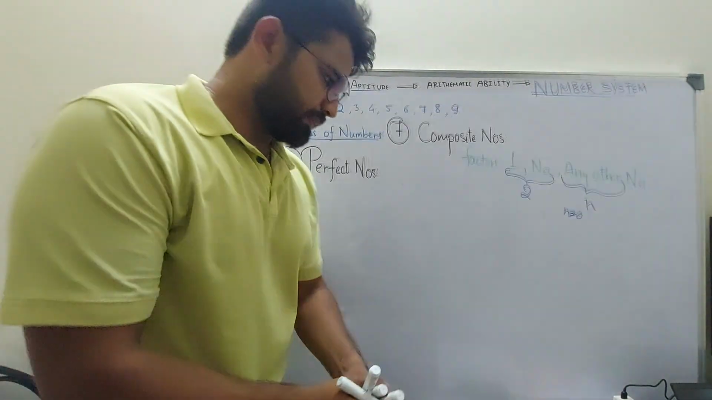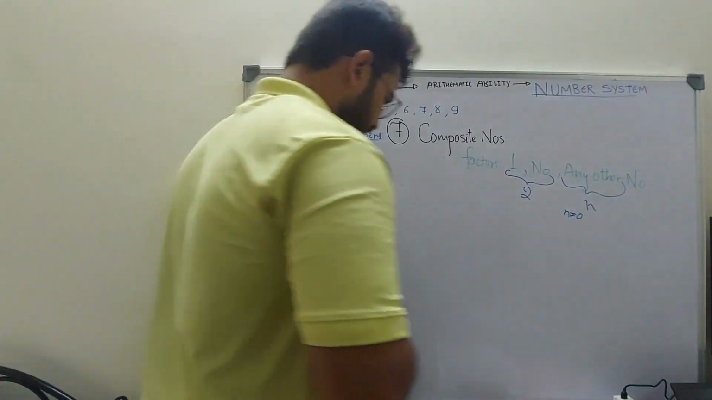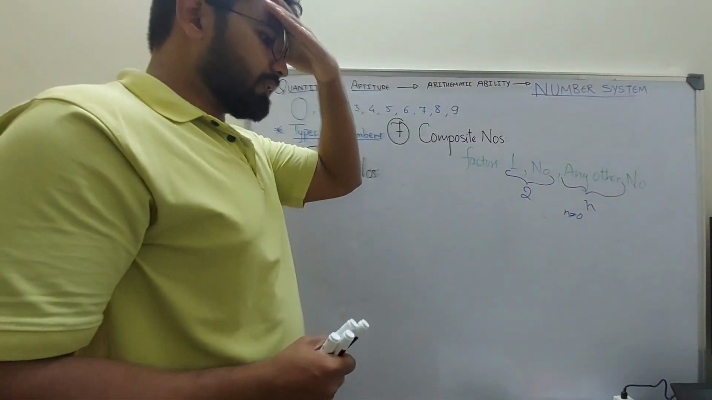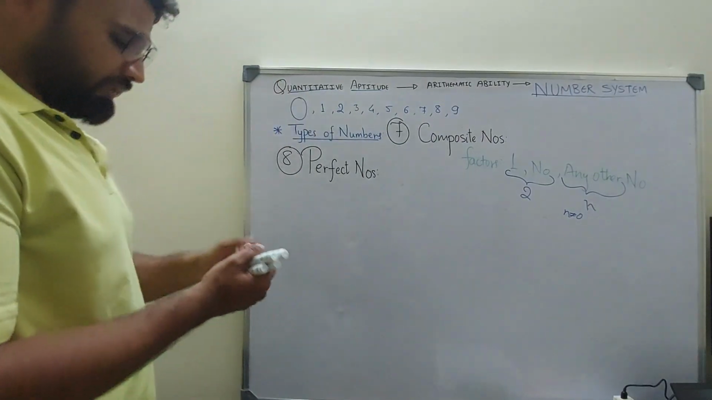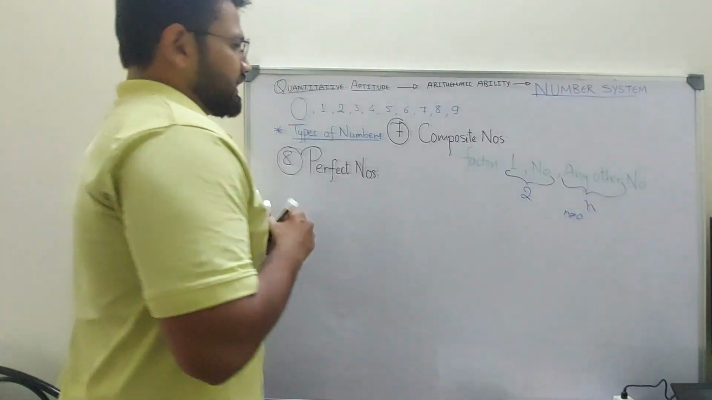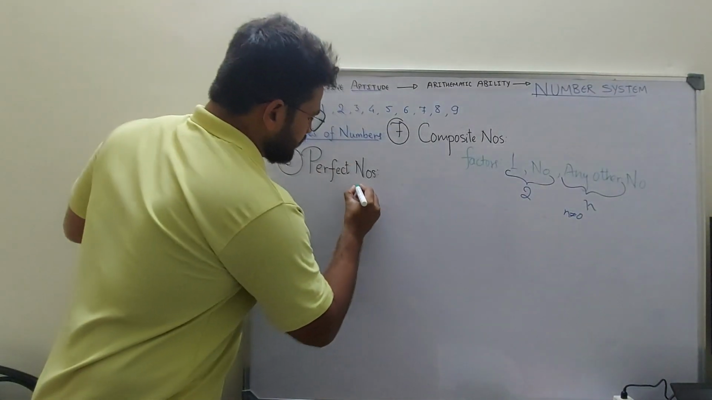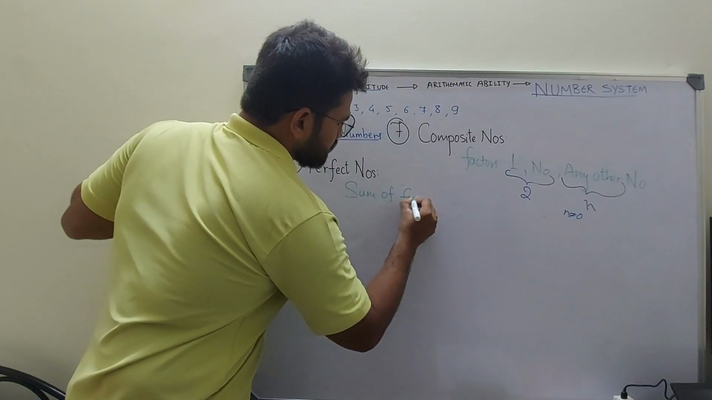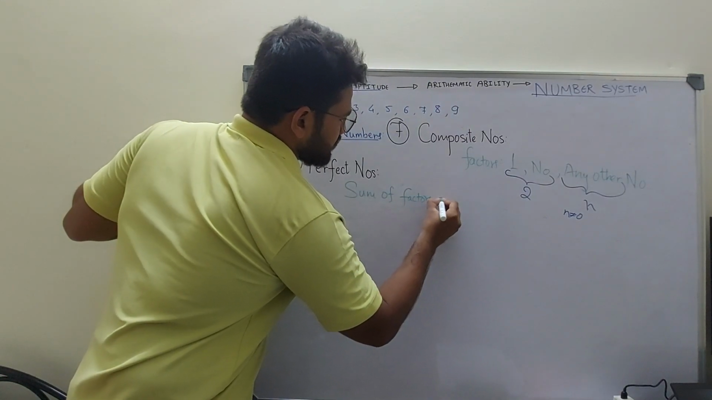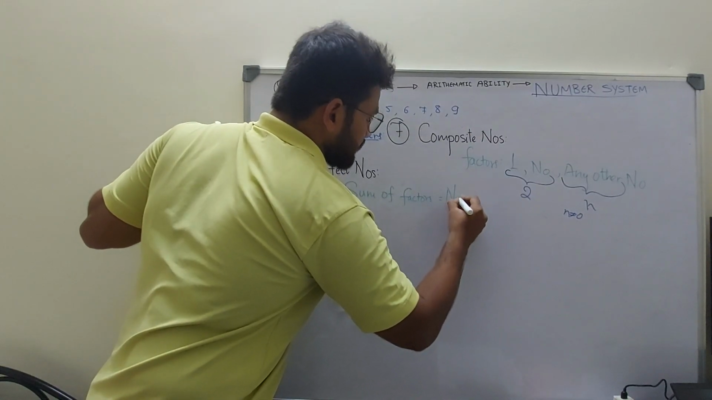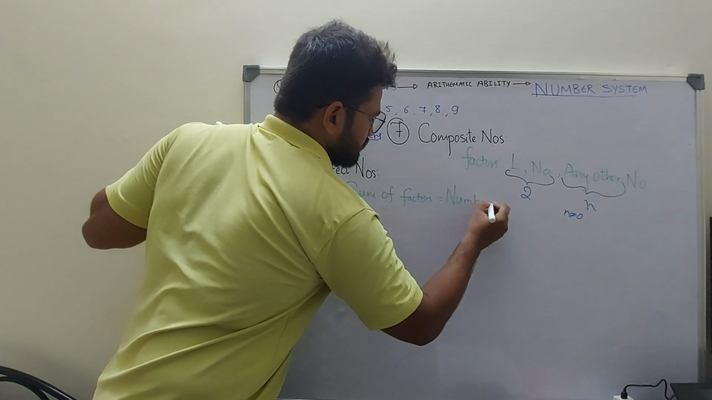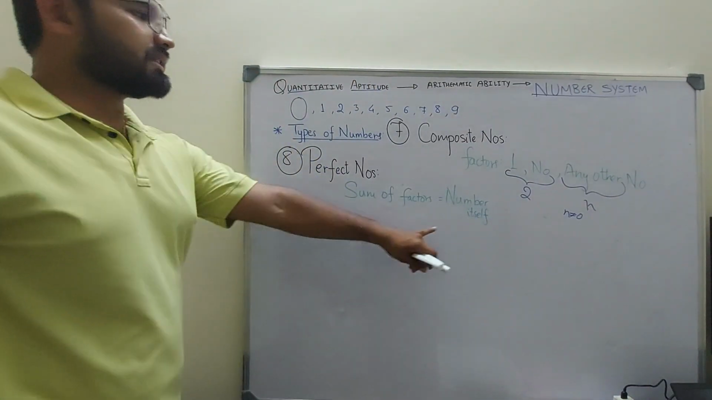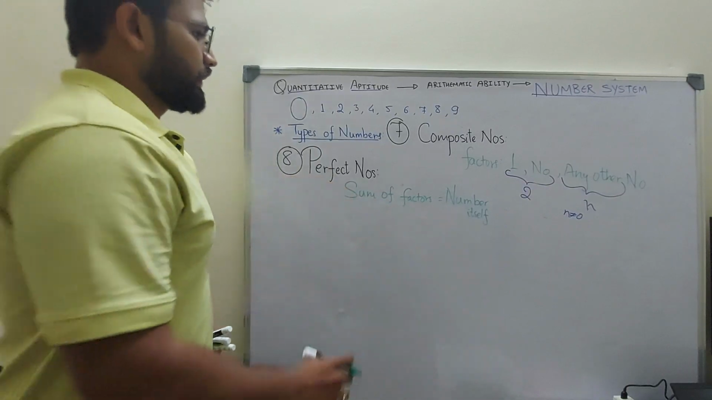So perfect numbers, the theory of perfect numbers is nothing but the number, the sum of whose factors except the number itself is equal to the number. Okay. For example, if I put it, sum of factors is equals to the number itself. The number whose sum of factors is nothing but equals to the number itself.